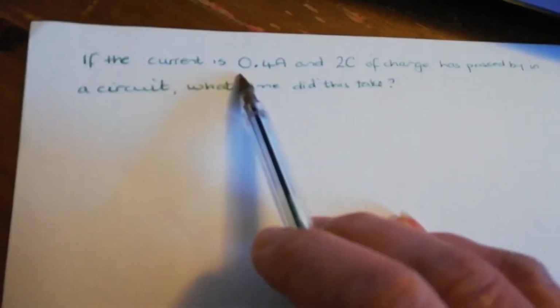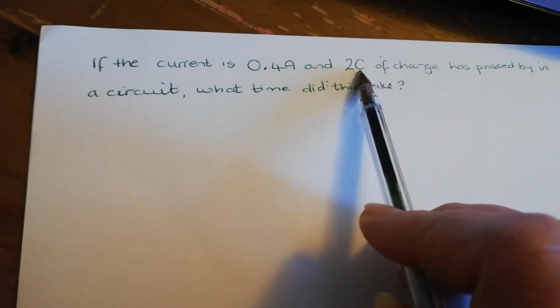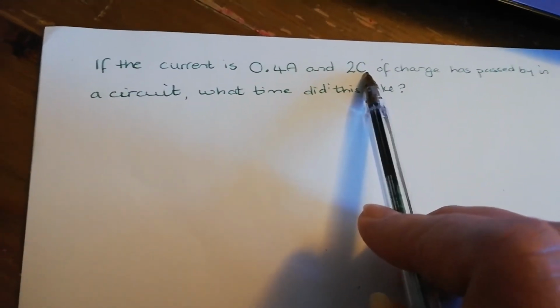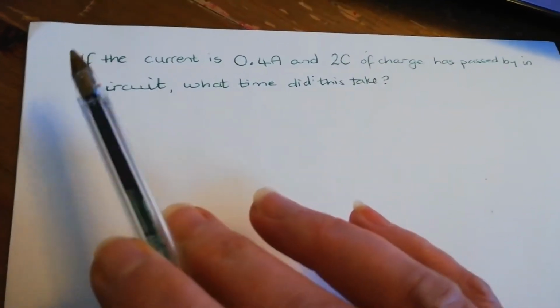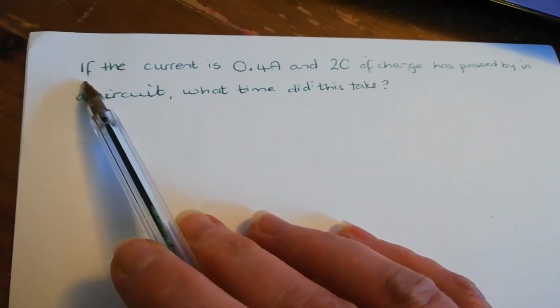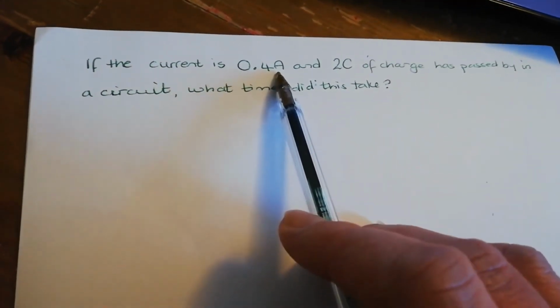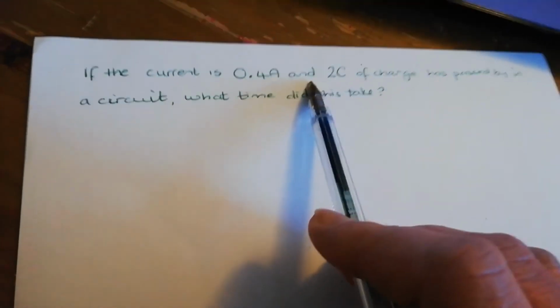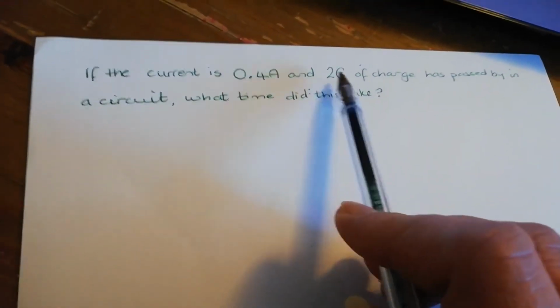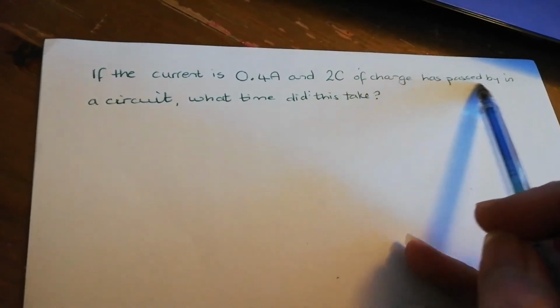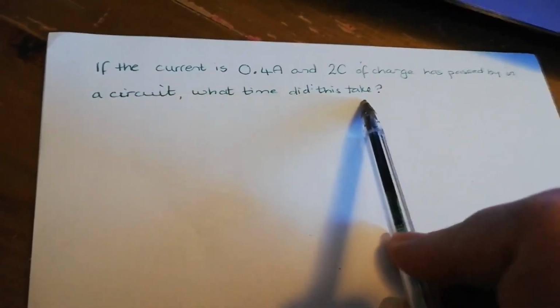And you need to get used to reading that. When you see that capital C, it is read as coulombs. So let's read the question again. If the current is 0.4 amps and 2 coulombs of charge has passed by in a circuit, what time did this take?